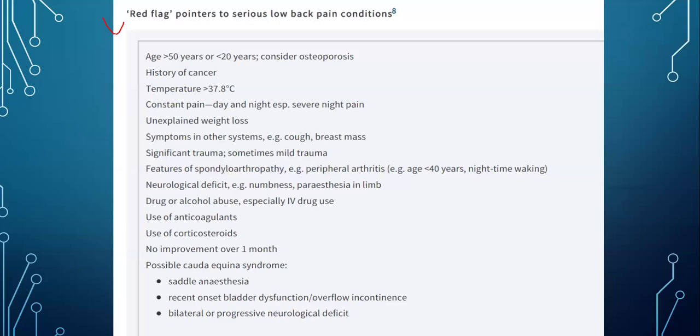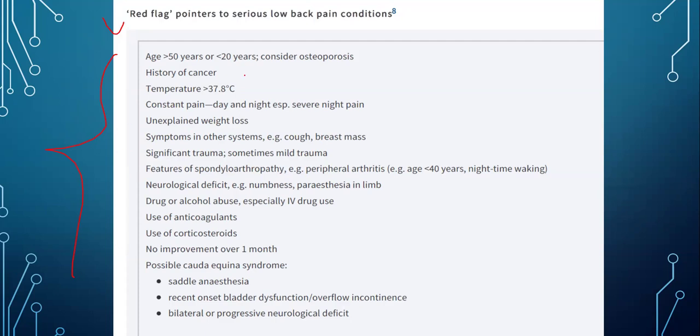So, red flags for back pain. It's very important to know what the red flags are, because if there is a red flag, then we normally need to do a little bit more investigation. Not everyone who comes with back pain will we just send for a scan. There is only this group of patients who might require some form of imaging. And most of the time we start with an X-ray.